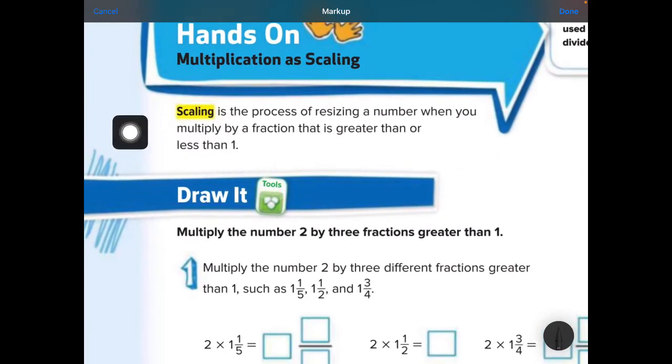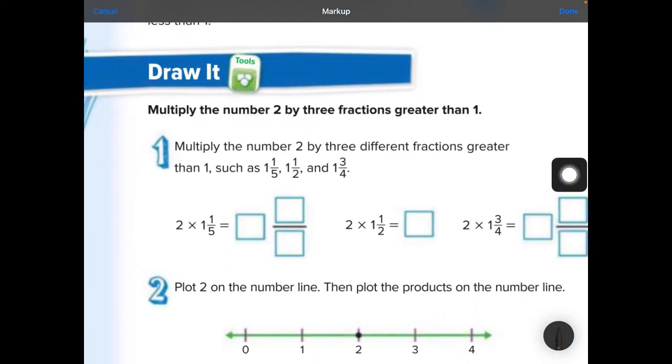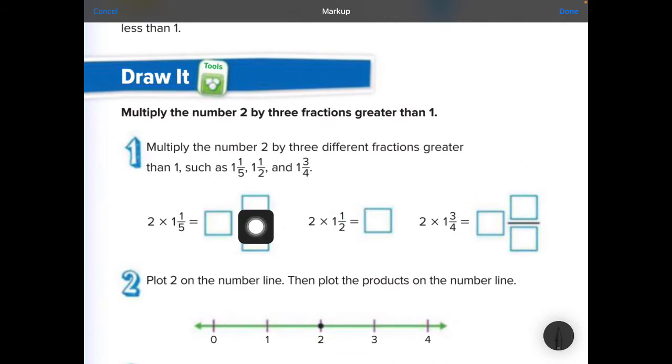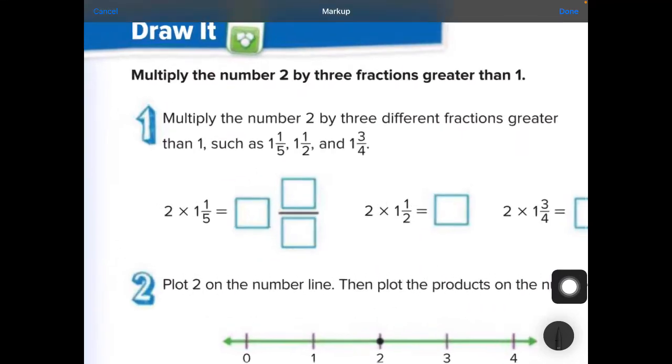Scaling is the process of resizing a number when you multiply by a fraction that is greater or less than 1. So here I have 3 fractions, but they're all being multiplied by 2. And you will notice after we finish multiplying them that the bigger the fraction, the bigger the answer. The bigger the fraction you multiply by, the bigger the answer you will get. So let's begin.